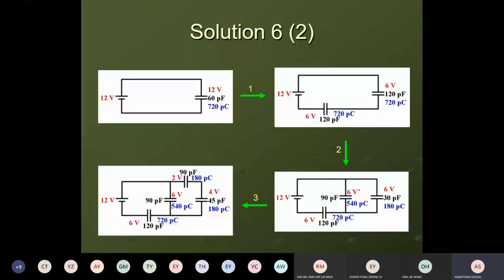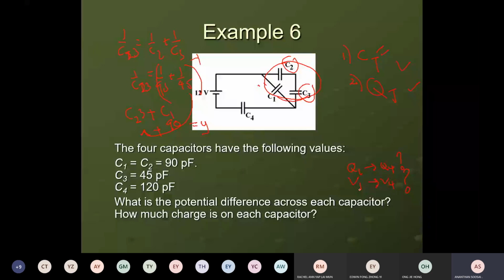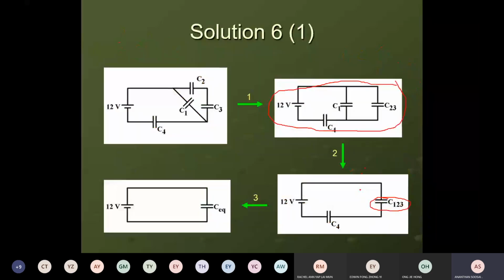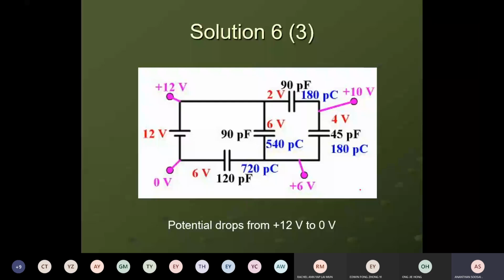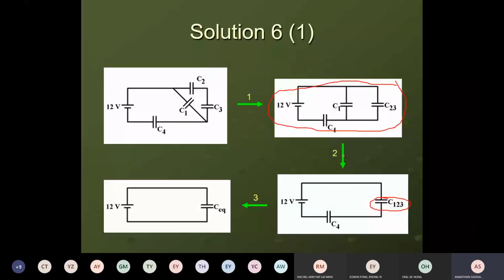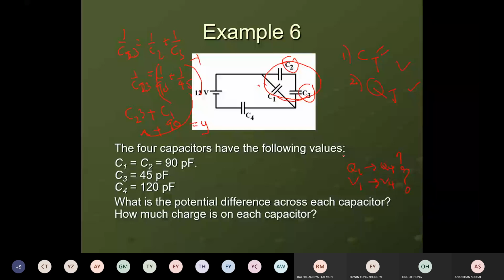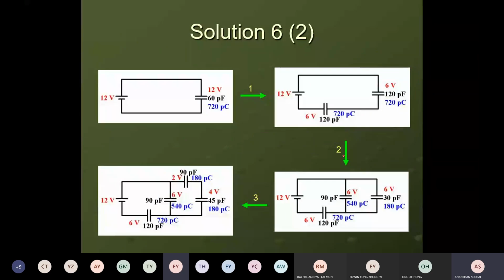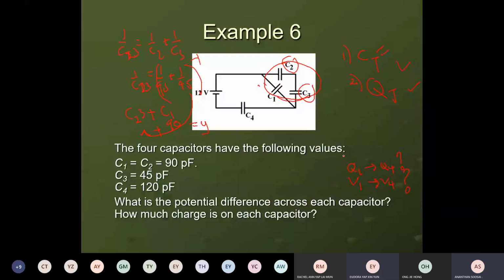So hope you get C total. The answer you should get is, where's the C total? Oh, C total is not here. That's not a question. Okay. So anyone, what is the C total? Nobody calculating? 60. Okay, C total is 60 microfarad.